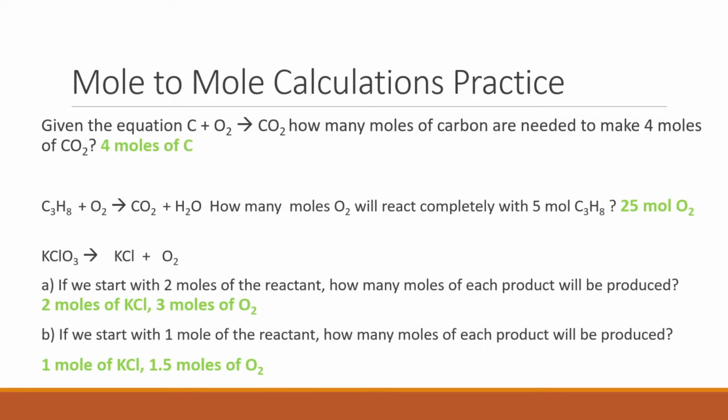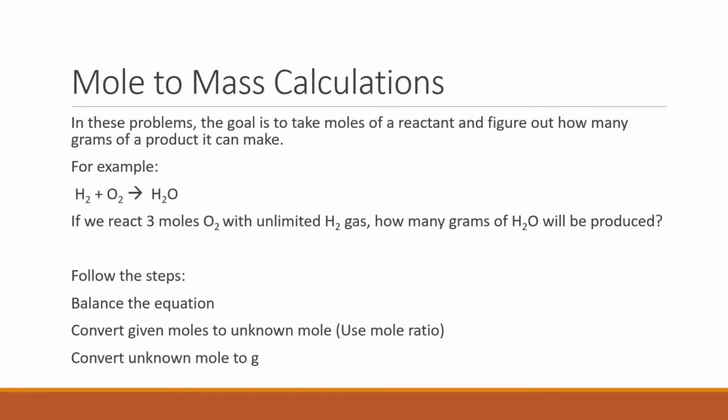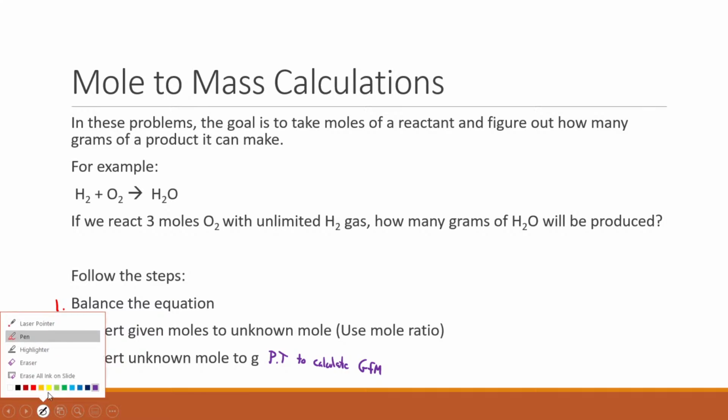When we look at our second type of calculation here, we're looking at mole to mass, which is going to be the same 2 steps as before, with 1 extra third step added in. And that third step is going to be converting our unknown moles to grams, right? Looking at the periodic table, to calculate gram formula mass. Right. So, how is that different, Mr. M? Let's look at an example.